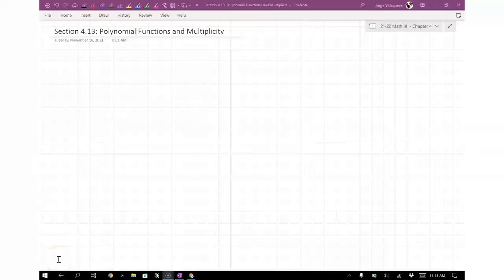All right, so we're going to work on section 4.13, polynomial functions and multiplicity. Normally a lesson like this is a tough one, but we try to break it down in a way so that we don't make it difficult. We're going to give you situations that are easier, instead of starting you off with a hard problem. We're going to make it factored already, so everything's going to be a little bit easier for us to do.